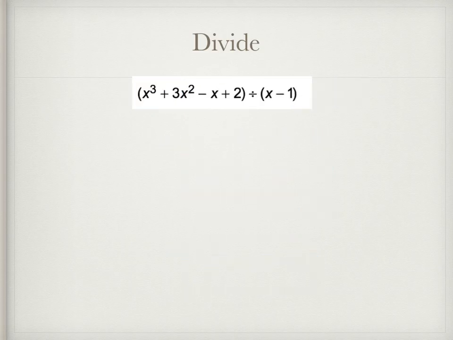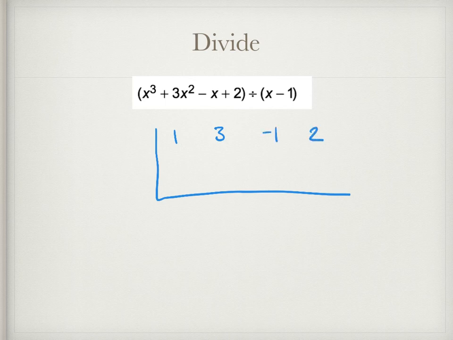Last one. What goes in the box? 1. Awesome. 1, 3, -1, and 2. What goes outside the box? +1. What do we do first?